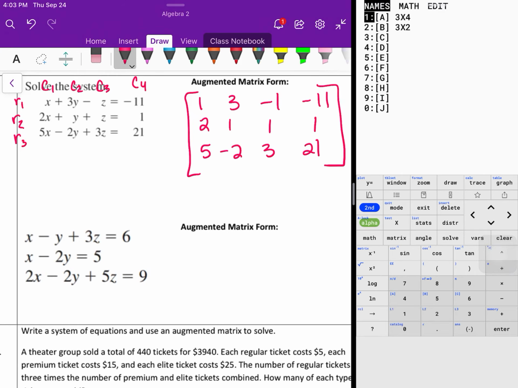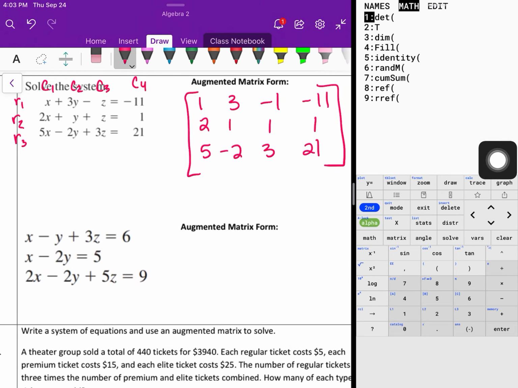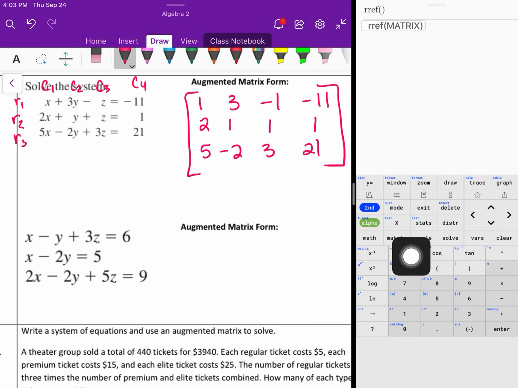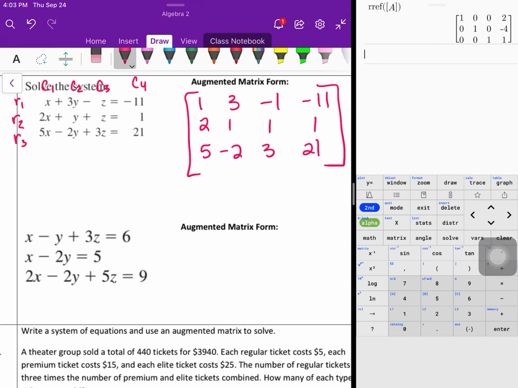Then go under matrix again, go over, use your right arrow to go to math, and then you want to select number 9 for row reduced echelon form. Then go matrix and select matrix A, and then hit enter.